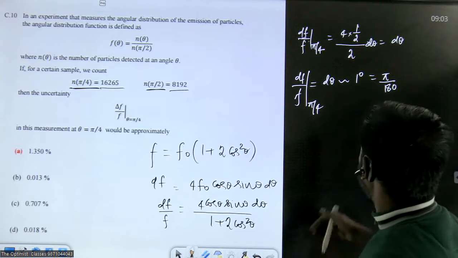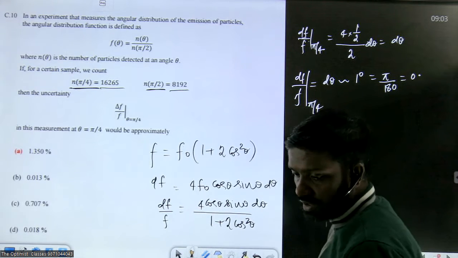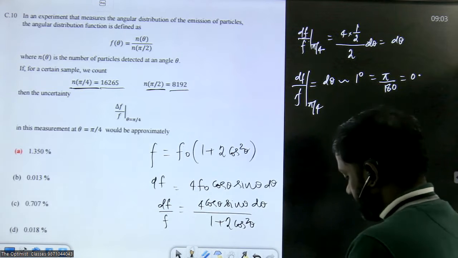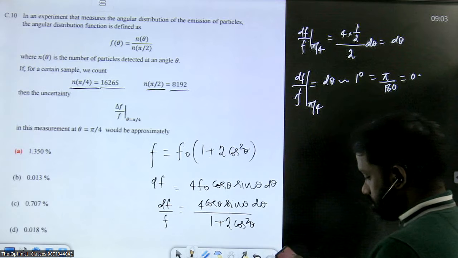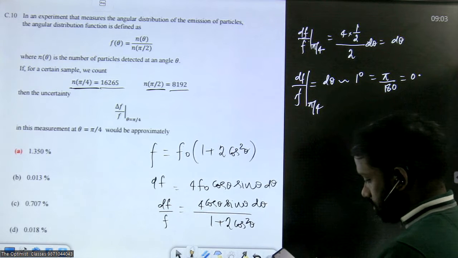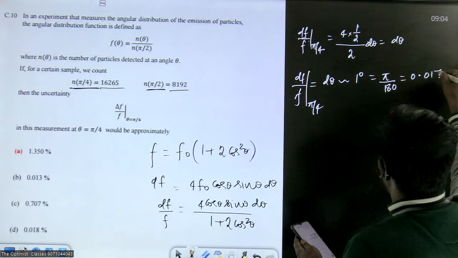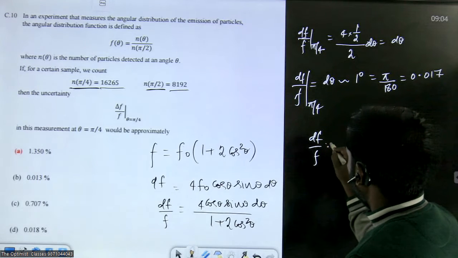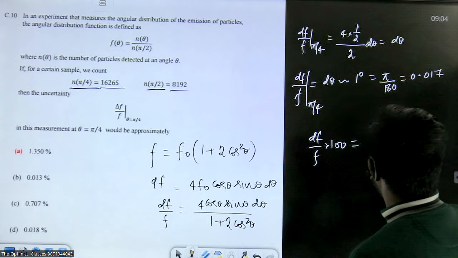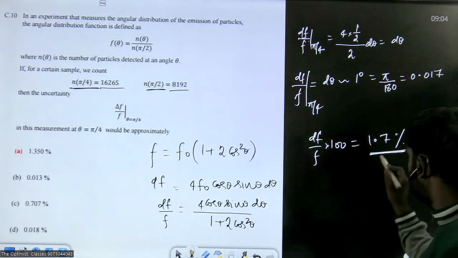If you calculate its value, let me see what we are getting. I think it is 0.017 or something. So pi divided by 180, yeah, this is 0.017. Therefore if you multiply it by 100, df by f into 100, you get here 1.7%. So that is the uncertainty. This is what I'm getting.